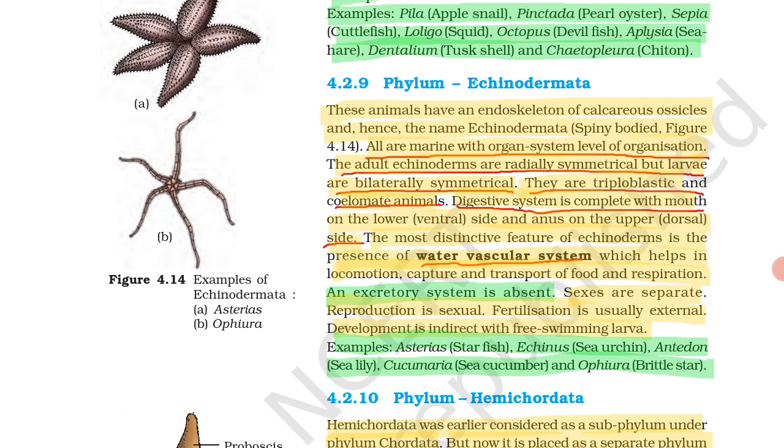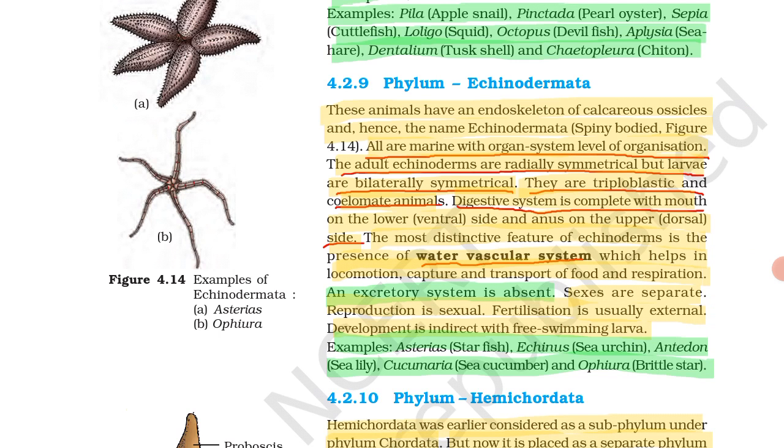You know about triploblastic, made up of three germinal layers: ectoderm, mesoderm and endoderm. Ectoderm is the outer one, endoderm is the inner one, and mesoderm is the middle one. So they are triploblastic. And coelomate animals means they have a true coelom lined by mesoderm, the middle layer, so they are called coelomate animals.